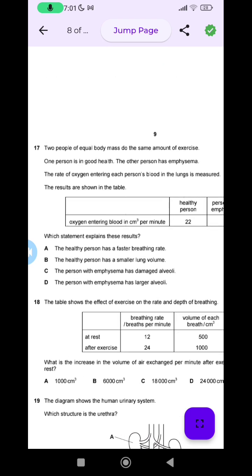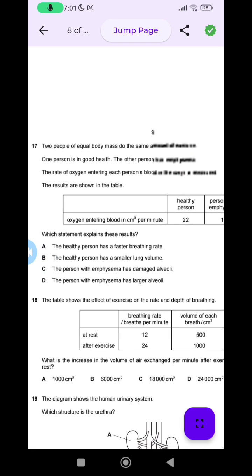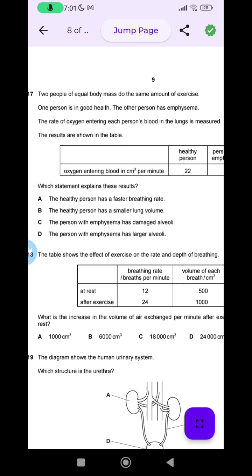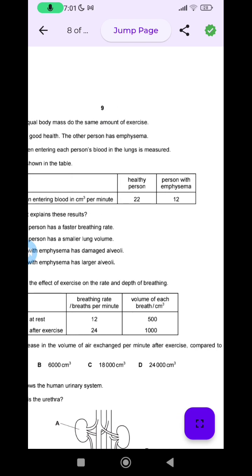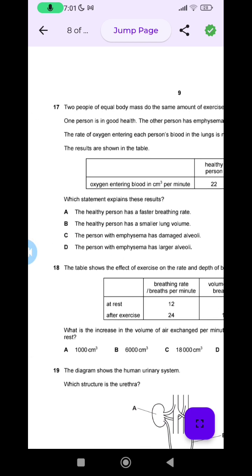Two people of equal body mass do the same amount of exercise. One person is in good health, the other person has emphysema. The rate of oxygen entering each person's blood in the lungs is measured. The results are shown in the table. Now we can see the person infected with emphysema has received way less oxygen than the healthy person. Which statement explains these results?